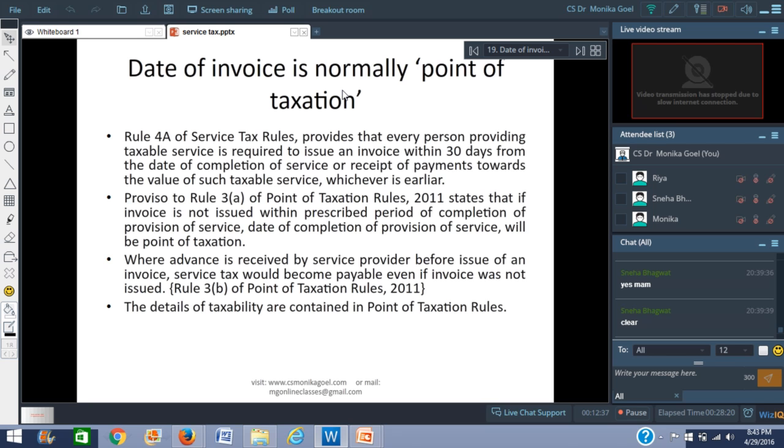The basic structure should be clear. If I receive advance, immediately that becomes a point of taxation. Otherwise, without receiving advance, if I first provide the service, I have to raise the invoice within a period of 30 days of providing the service or receiving the payment, whichever is earlier. On the date when I raise the invoice, that will be considered as the point of taxation. But if I do not raise the invoice, then the point at which I provided the service will be considered as the point of taxation. Is it getting clear to everybody?